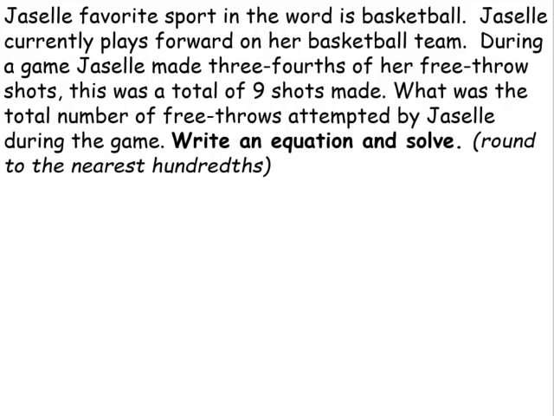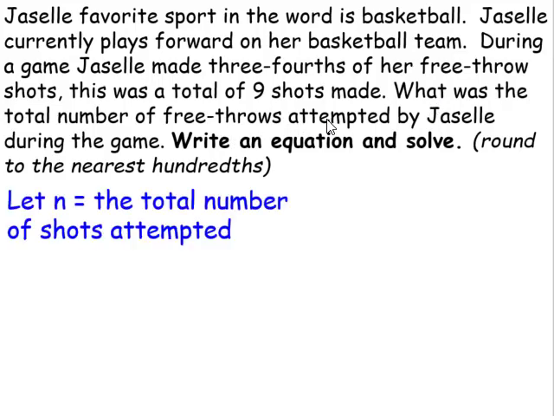The first thing we're going to do when we have a word problem is define the variable. In this case, what are we looking for? That's the total number of free throws attempted. So therefore, we're going to say let n equal the total number of shots attempted, or free throws attempted. We know she made 3/4 of these shots, and this equated to a total of 9. We can write the equation 3/4 n is equal to 9.